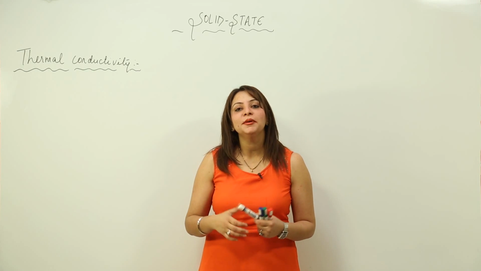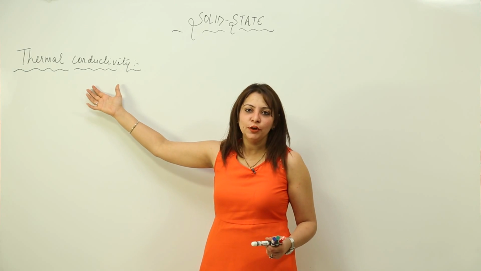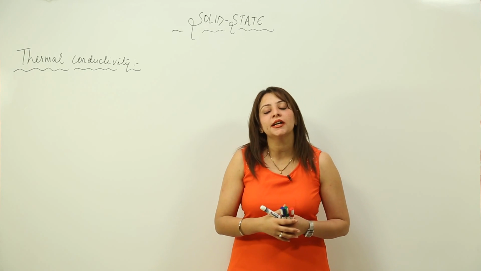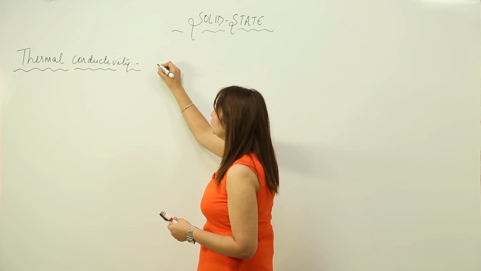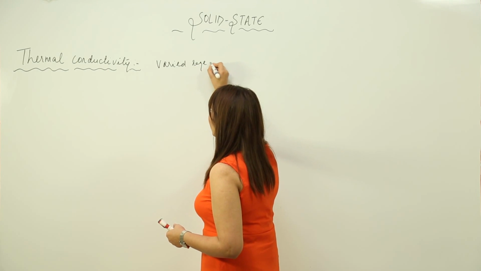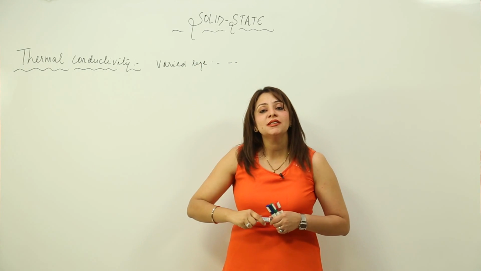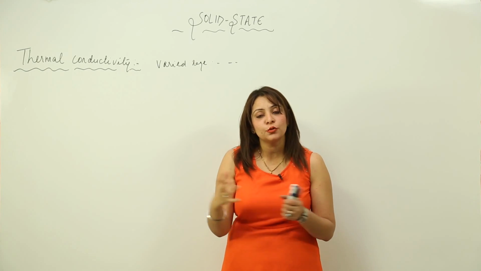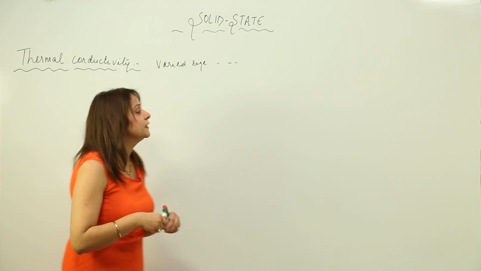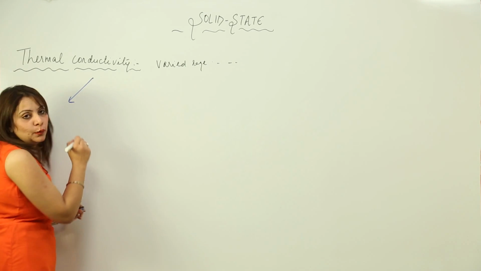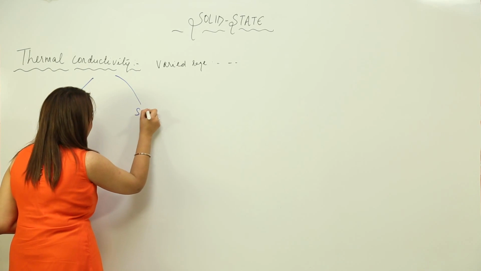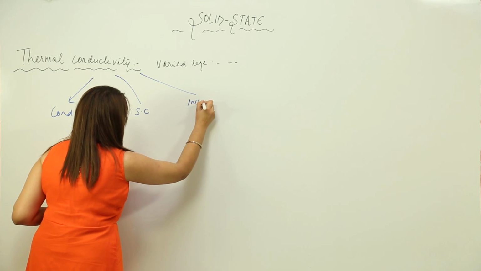Now we are going to take up a new property, that is the thermal conductivity of solids, right. You will be surprised to know that solids show a varied range of conductivity. That means the conductivity of solids varies to a great extent, right. So according to thermal conductivity, we divide all solids into three categories: conductors, semiconductors, and insulators, right.